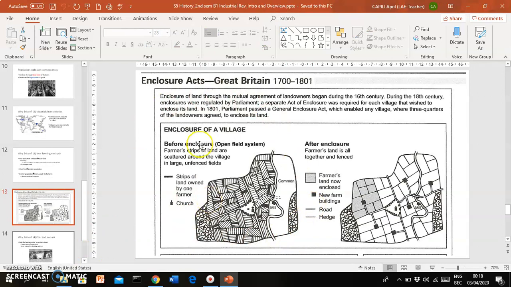This is just an illustration of the enclosure system here. This illustration is closer to the medieval kind of farming, and then here you have enclosure. So actually in Britain, Parliament passed enclosure acts requiring farmers to do it this way, in the newer, modern way.